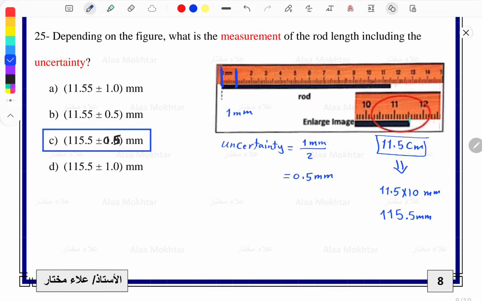Again, the reading is 11.5 or greater than 11.5. I convert 11.5 centimeter to millimeter. I get 115 millimeter, but it's more than 115, so it will be 115.5 millimeter. What about the uncertainty number? The smallest division is 1 millimeter. I divide it by 2. I get 0.5 millimeter. So the reading will be 115.5 plus or minus 0.5 millimeter.